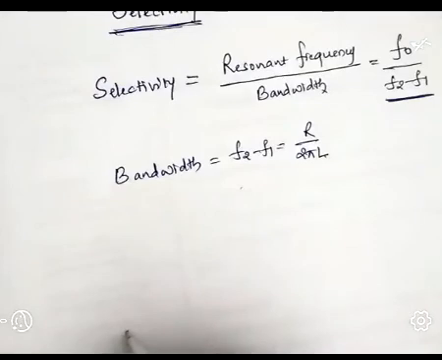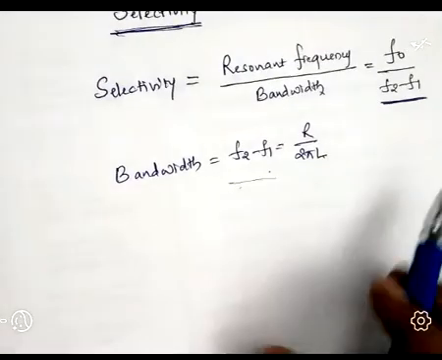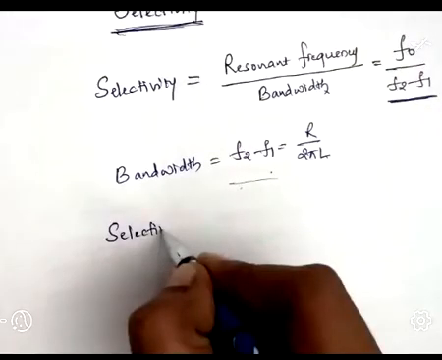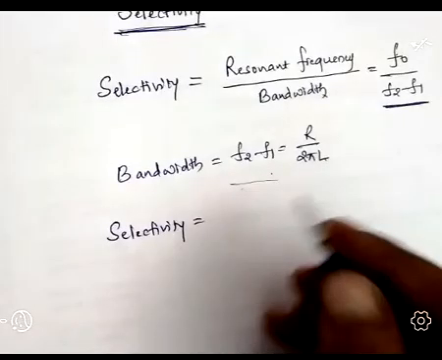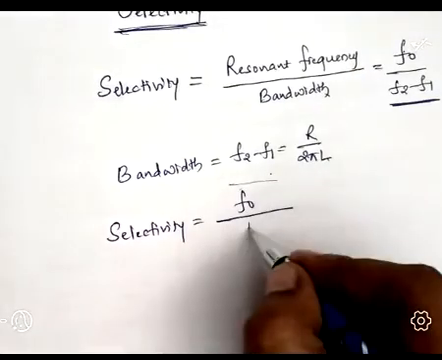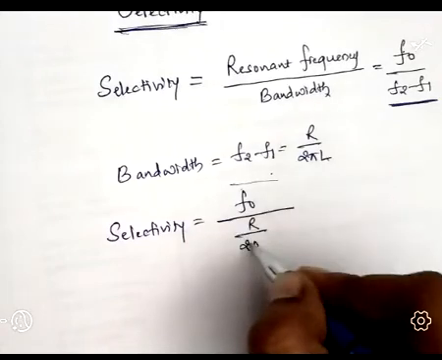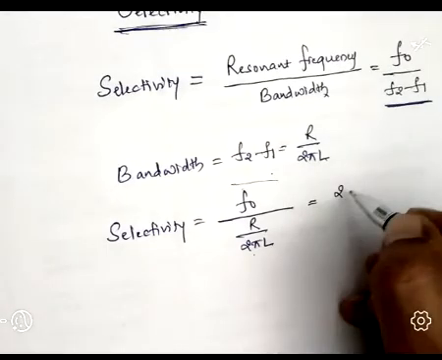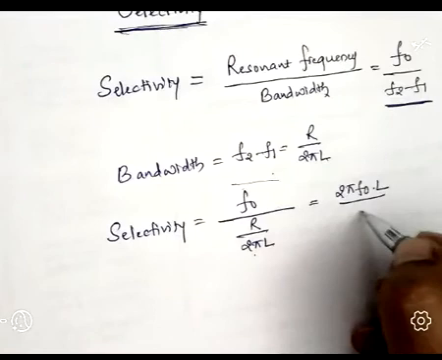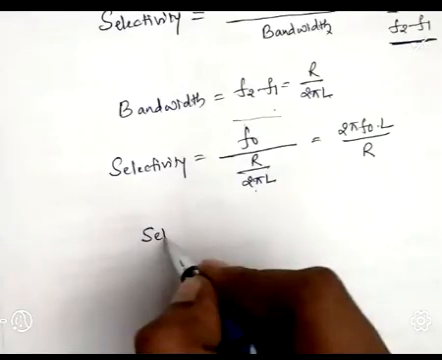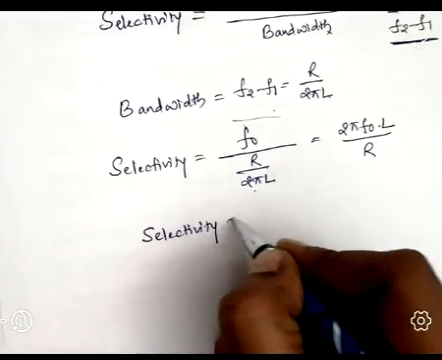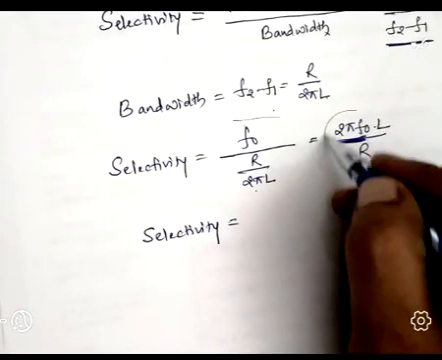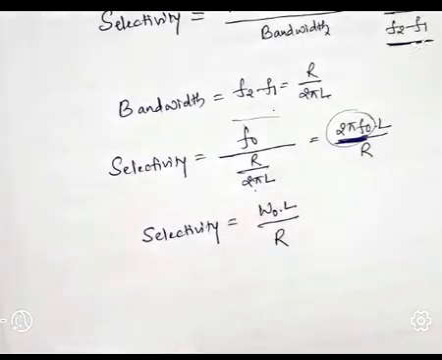Now let us substitute this value in the selectivity equation. Then selectivity becomes F naught divided by F2 minus F1, which is given by R divided by 2 pi into L. This will go to the numerator, hence it becomes 2 pi F naught into L divided by R. Hence selectivity is equal to omega naught into L by R. Is it clear?